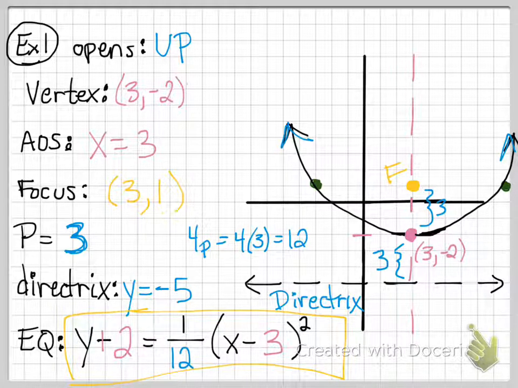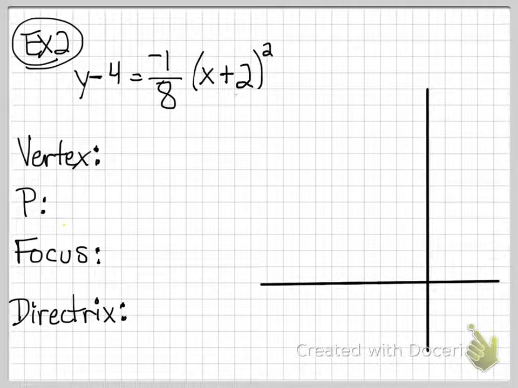Now let's do the opposite. Now I have the equation, and I need to find the properties and draw the graph. The first thing I notice is my h and my k. Remember, I have to change the signs for both. So +2 becomes -2, and -4 becomes +4. So I go -2 on the x, up 4 on the y. This is my vertex.